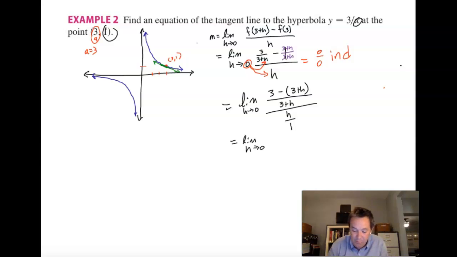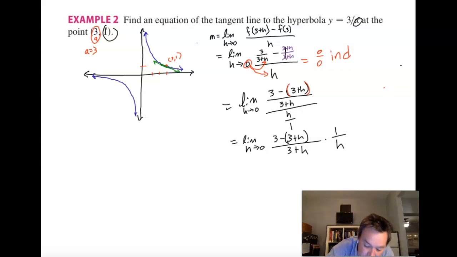You flip the bottom one and multiply. So I'm going to have 3 minus the quantity 3 plus h, over 3 plus h, times 1 over h. All right, so let's simplify. Really key to making sure that you put this 3 plus h in parentheses so that you remember you have to distribute the negative to both those terms.